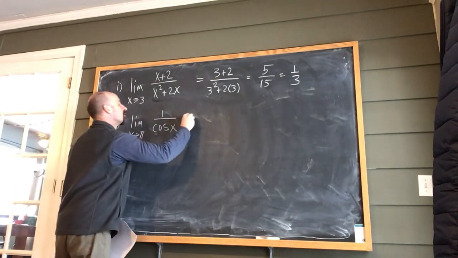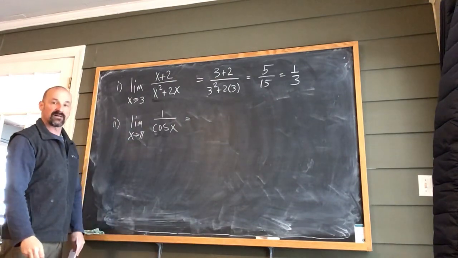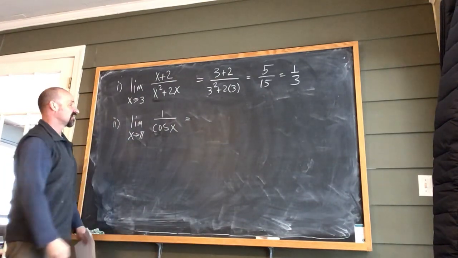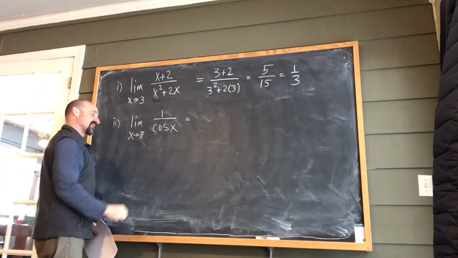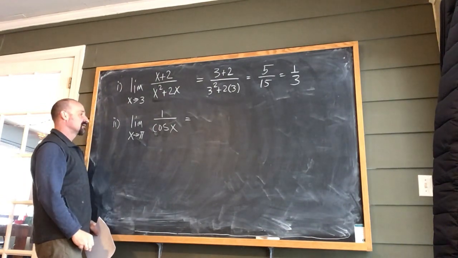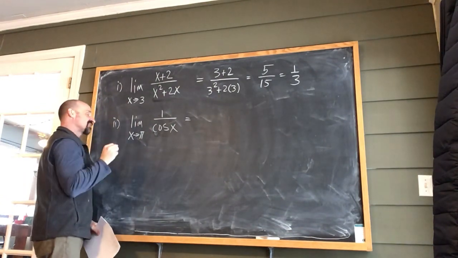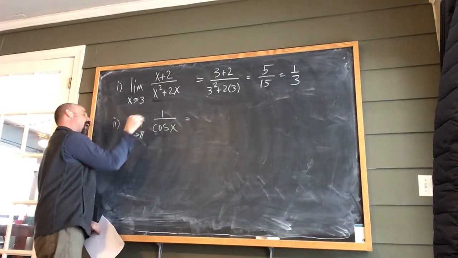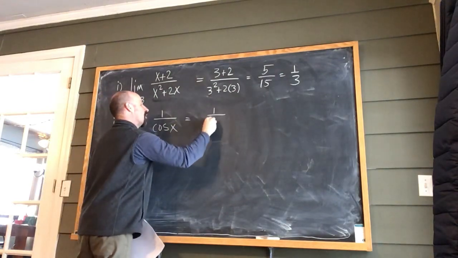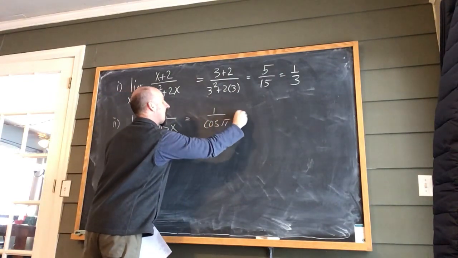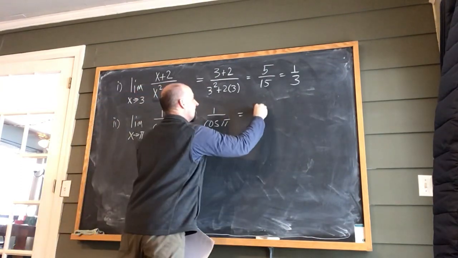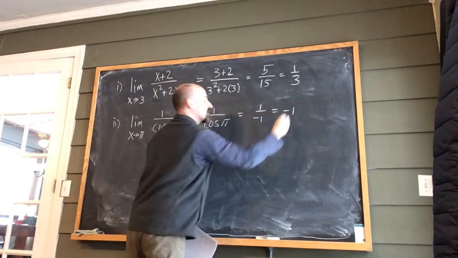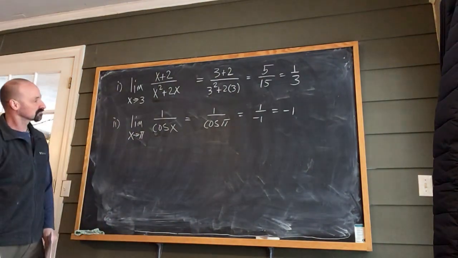So that continuity law says that this quotient is continuous at pi. Therefore, this limit is equal to the function value at pi. This is 1 over cosine pi. And so that's what, 1 over negative 1. That's negative 1. One more.